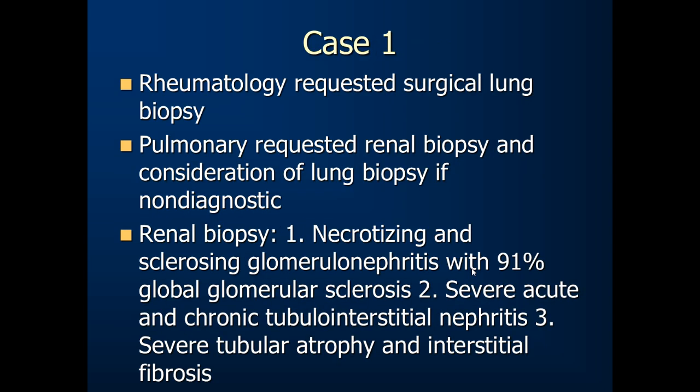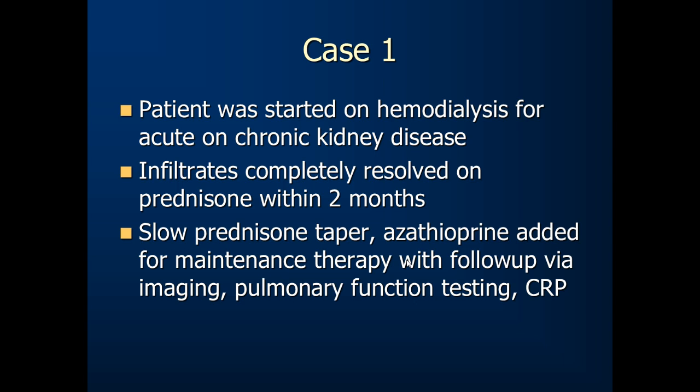The rheumatologists were not. They felt that she probably had lung cancer and requested that we move towards surgical lung biopsy. We actually talked with the renal service, and she underwent renal biopsy with the plan of lung biopsy if it was non-diagnostic. She had features of chronic kidney disease and acute kidney injury, so necrotizing and sclerosing glomerulonephritis. She started dialysis and was started on steroids.